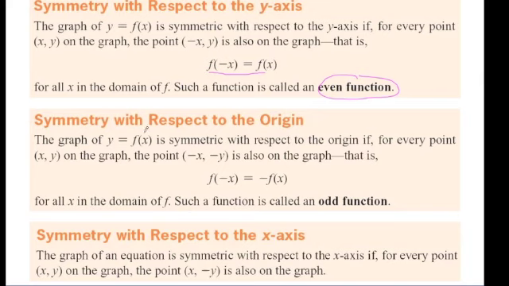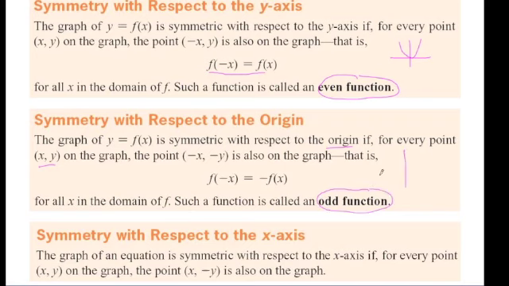With respect to symmetry with respect to the origin. Now this was the y-axis, so basically they're saying it's the same on both sides of the y-axis. This is symmetry with respect to the origin. The graph of y equals f of x is symmetric with respect to the origin if for every point (x, y) on the graph, the point (negative x, negative y) is also on the graph. So in this case, f of negative x equals negative of f of x. And this is called an odd function.